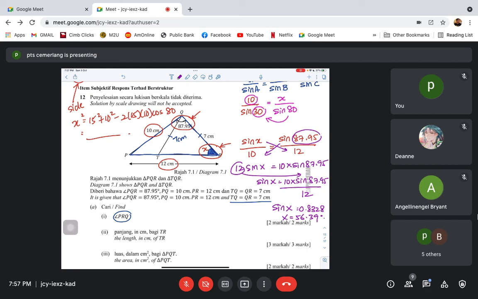If your answer for the angle is in degree, that means your calculator must be in degree. In modern maths there is no radian at all, so never change to radian in your modern maths. Modern maths just uses degree throughout the paper. Only for Addmath do you have to be alert.